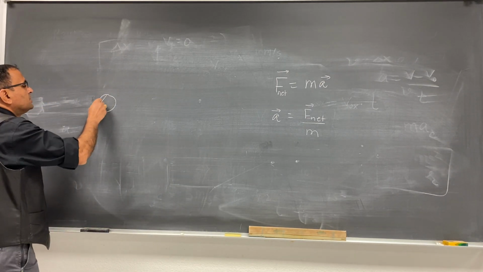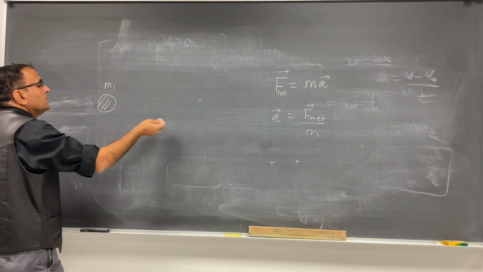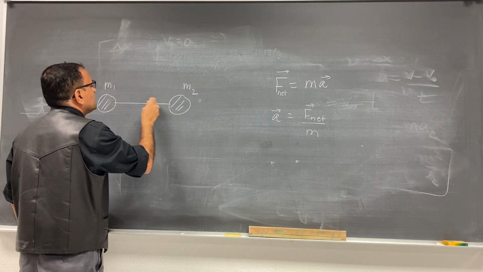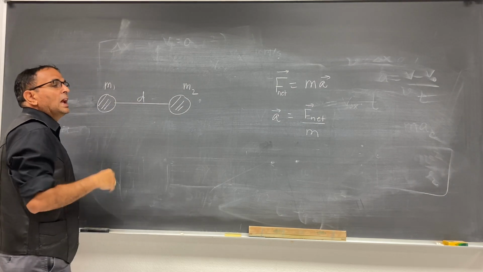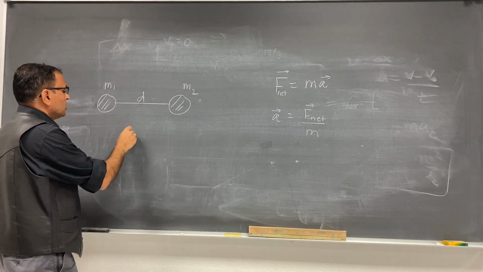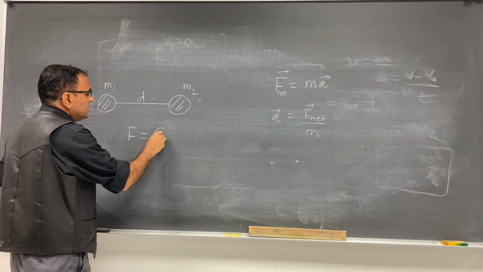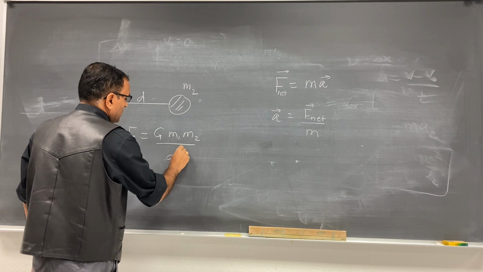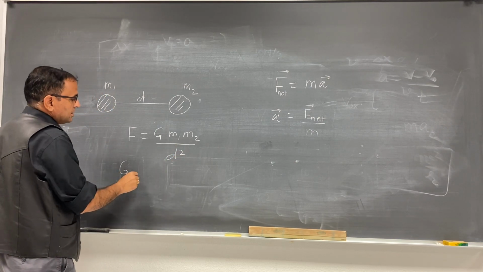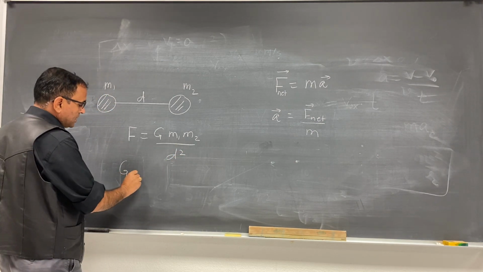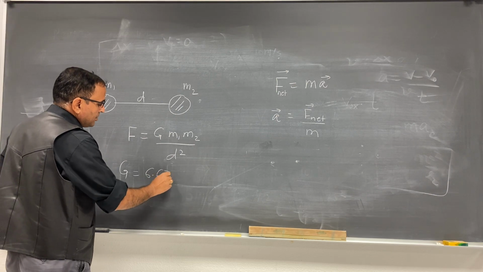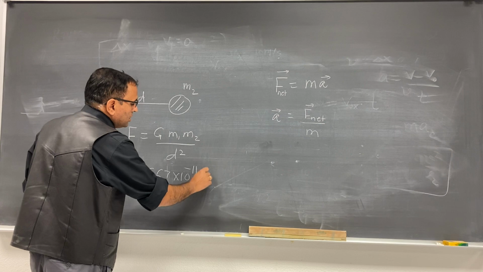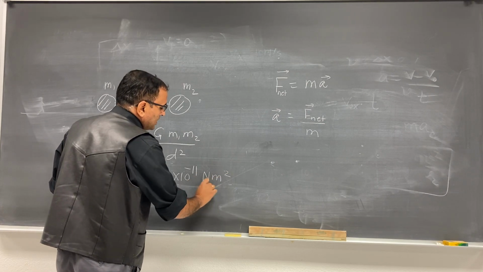You have two objects, m1 and another object m2. If they are at a distance d, the attractive force, the gravitational force, which is always attractive, is equal to G m1 m2 divided by d square. Here G is the universal gravitational constant, which is 6.67 times 10 to the power negative, how much? I think 11, Newton meter square per kg square.